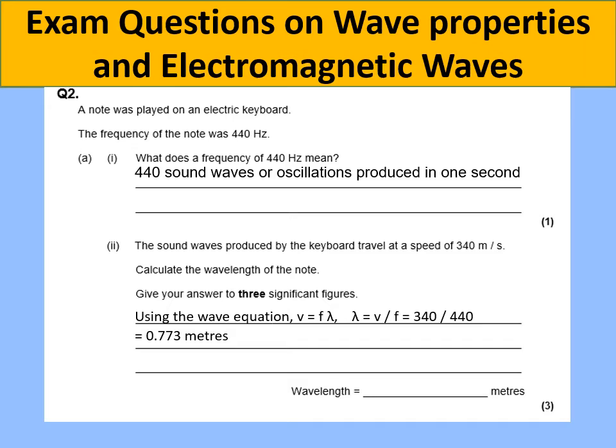Part 2 says the sound waves produced by the keyboard travel at a speed of 340 meters per second. Can you calculate the wavelength of the note? Give your answer to 3 significant figures. So what we do is we use our wave equation. V, the wave speed, is equal to the frequency times the wavelength. We can use our formula triangle or rearrange to make wavelength the subject of the equation. So wavelength lambda is equal to wave speed divided by frequency, which is 340 divided by 440, and we've got to do this to 3 significant figures, so it's 0.773 meters.